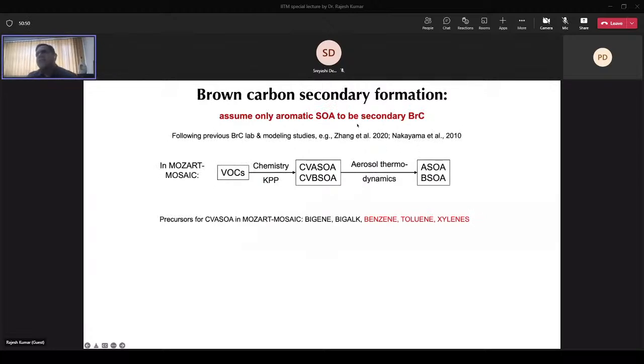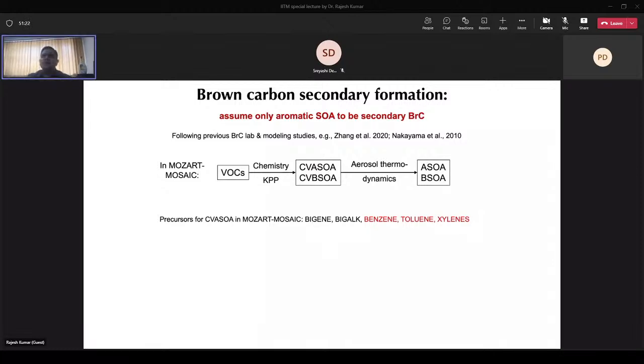For the secondary formation of brown carbon, we are using the Mozart-Mosaic chemical mechanism. Basically, the volatile organic compounds undergo chemistry, which is mainly the reaction with OH radical, which then produces semi-volatile organic compounds that can condense, go through aerosol thermodynamics, and partition into aerosols. Because these are semi-volatile, there is a dynamic partition between the gas phase and aerosol phase.